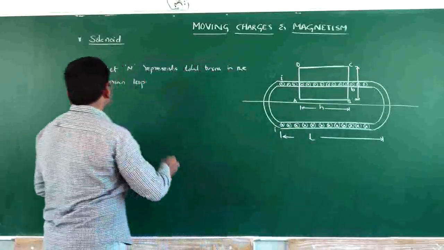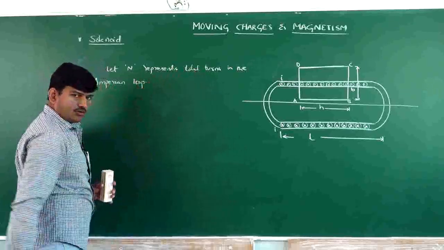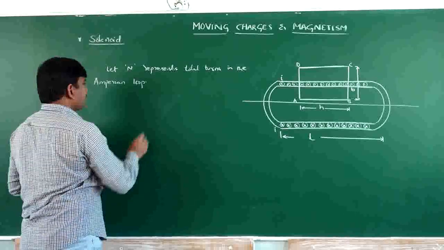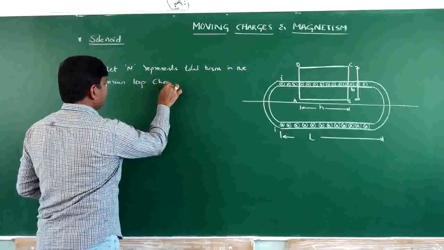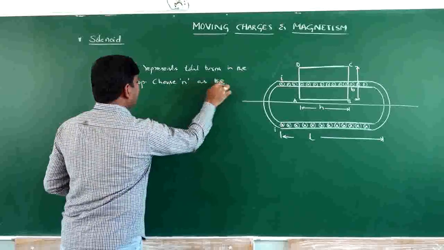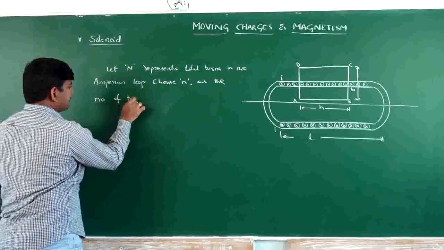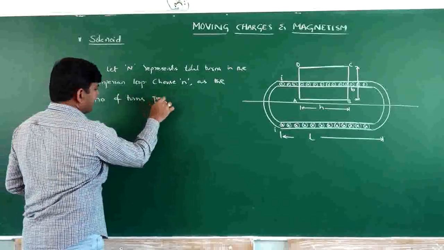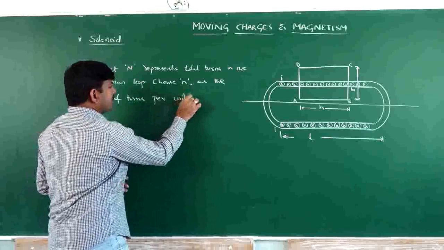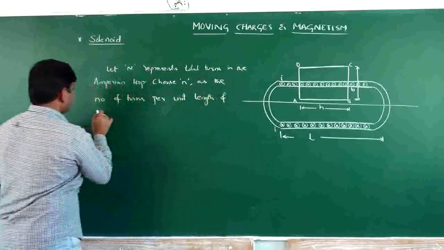For that, let N represent the total number of turns in the Amperian loop. In order to find this, choose small n as the number of turns per unit length of the solenoid.